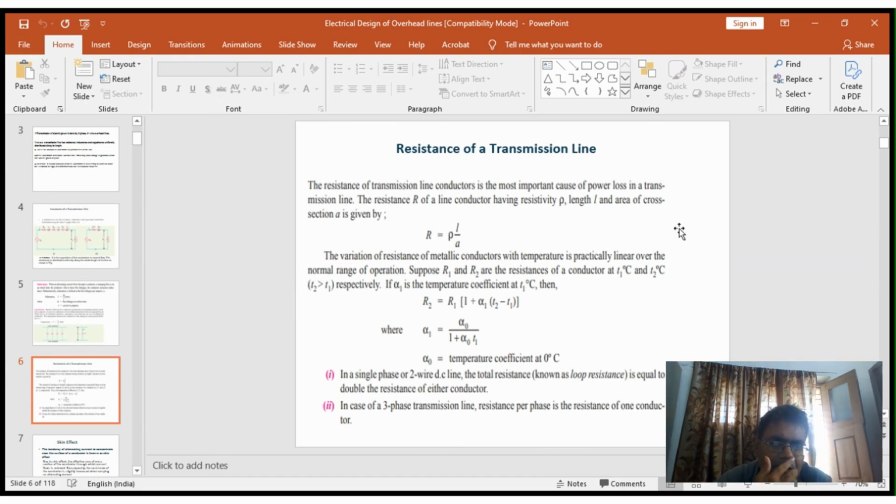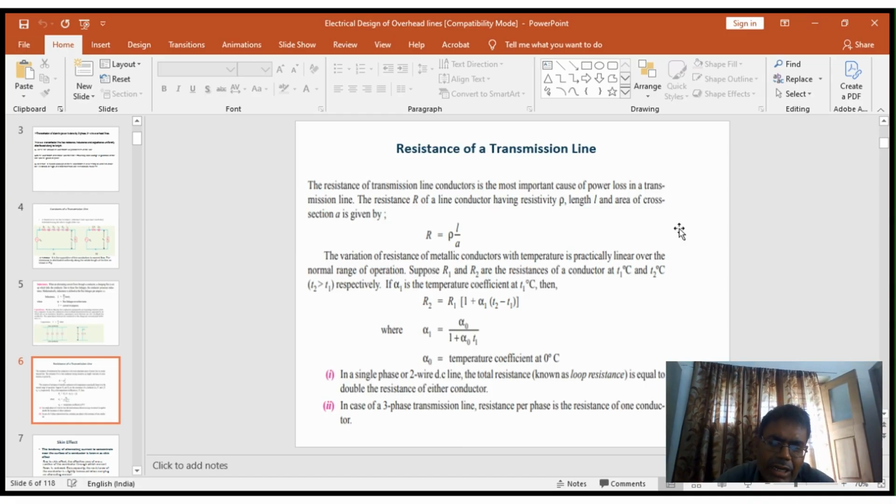The resistance of a transmission line. The resistance of transmission line conductors is the main cause of power losses. I squared R is the power loss. The definition of R is equal to rho L by A. Rho is the specific resistivity, L is the length of the conductor, and A is the cross-sectional area of the conductor.